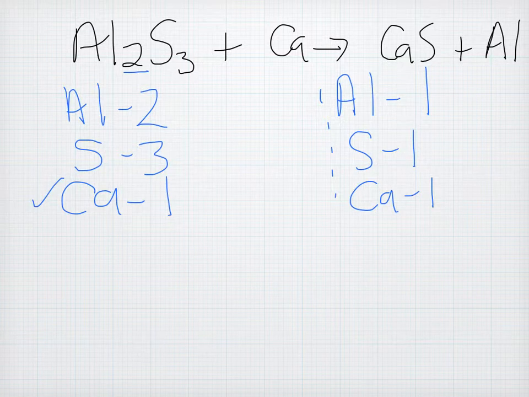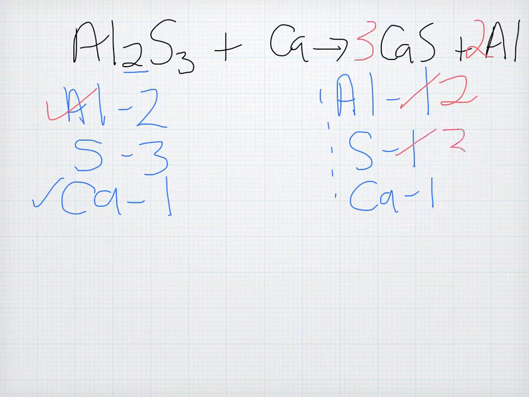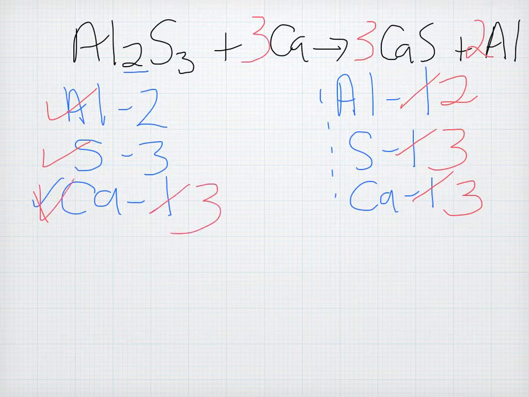So, aluminum, I need more. So, I need a total of 2 more. So I'm going to put a 2 up front. That makes 2. And we're good. My sulfur, I need 3 more. So I can put 3 up front. And now I'm good. When I do that, I also change my calcium. So I need to look over on this side, and I need to put a 3 up front. And now I'm good.